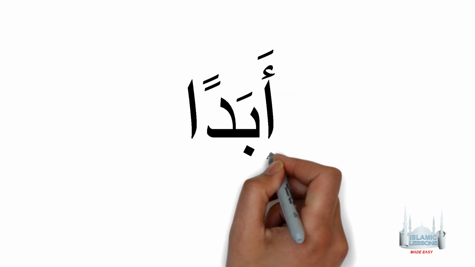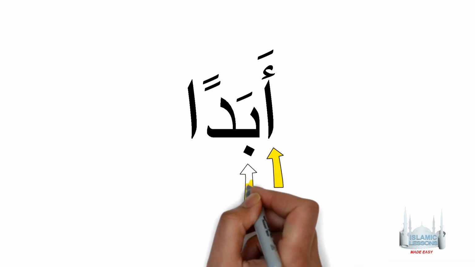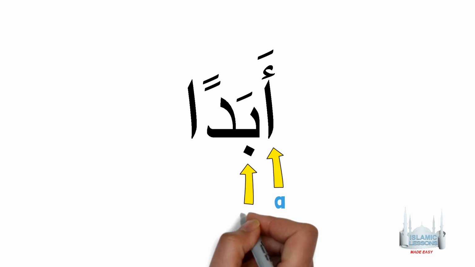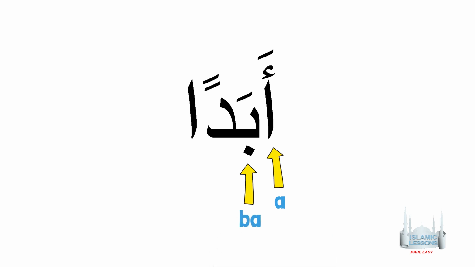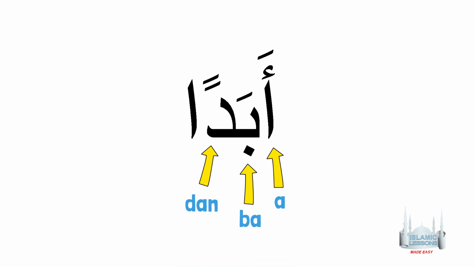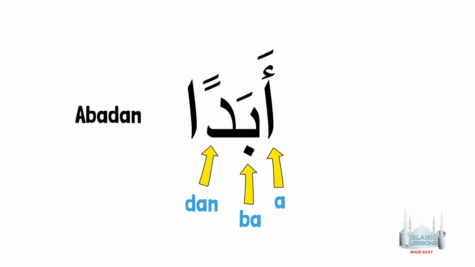The first letter has a fatha. It reads A. What's the next letter? It's joined. What has a dot on the bottom? Ba. And it has a fatha. So it reads Aba. And this reads Dan. What's the alif at the end? That's just the way you write it when a word ends in two fathas. So the word reads A, Ba, Dan, Abadan.